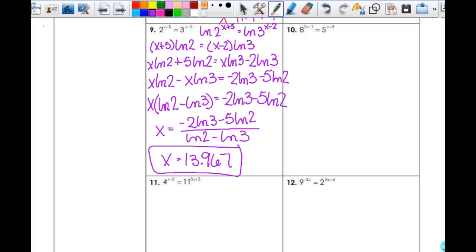And so same thing here. You just got to be careful with what you've got. So I've got the two terms on either side. So when you take the log, the natural log of 8 to the 2x minus 1 equals the natural log of 5 to the x plus 3. So the exponents come out front. You get 2x minus 1 times the natural log of 8 equals x plus 3 times the natural log of 5.